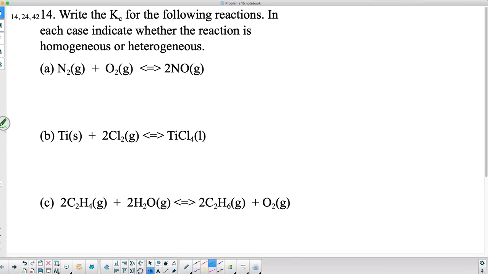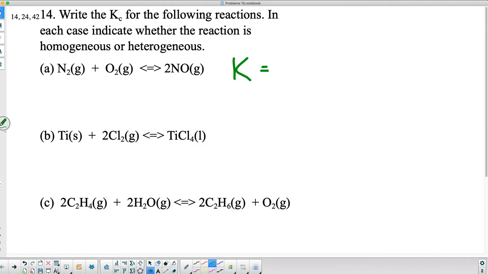So let's just make sure the board's working fine and we're good. Okay, so write the KC. First of all, we can do just K. If it says K, we don't have to worry about the C. The only time that we would write something down for K as a subscript would be KP. We have to note that it's KP, but if it's KC, it's just K.